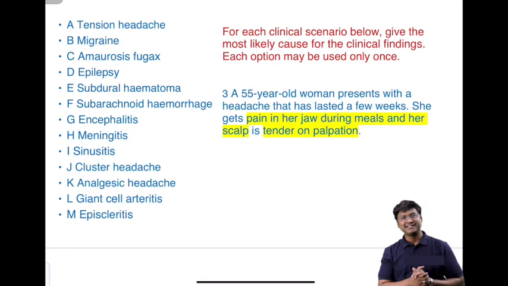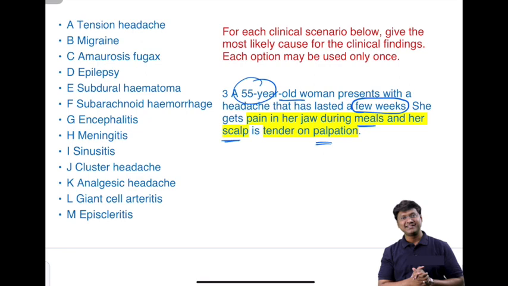Next, the other important clinical scenario. If you observe here, a 55-year-old woman presents with a headache that has lasted a few weeks. She gets pain in her jaw during the meal, and her scalp is tender on palpation. So you see the classical description: scalp is tender on palpation, there is pain in the jaw during the meal, and the age of the patient is 55 years.